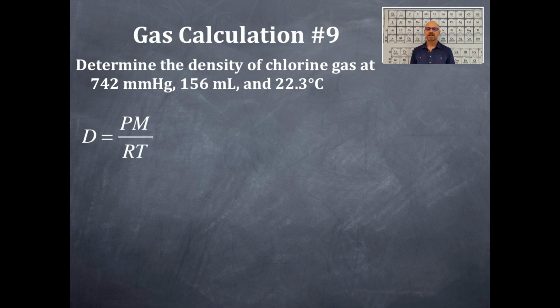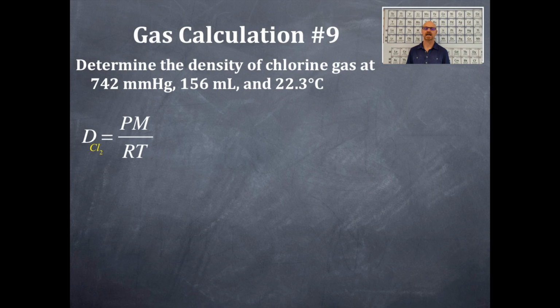So, the density equation is density equals PM over RT. We actually went over this equation when we talked about the ideal gas law. It's a rearrangement of the ideal gas law. Does anybody remember the formula for chlorine gas? Hopefully you remember it. It is Cl2. It is diatomic.